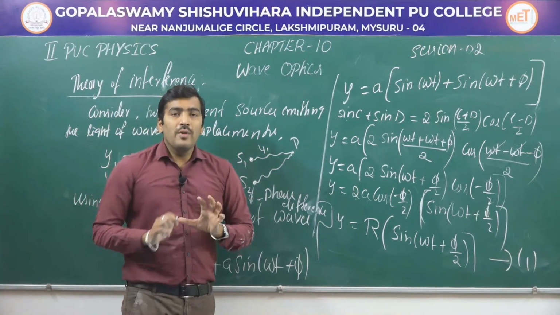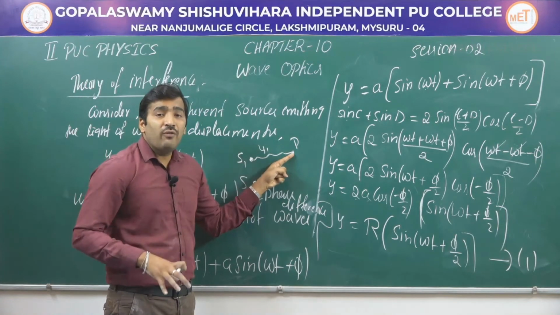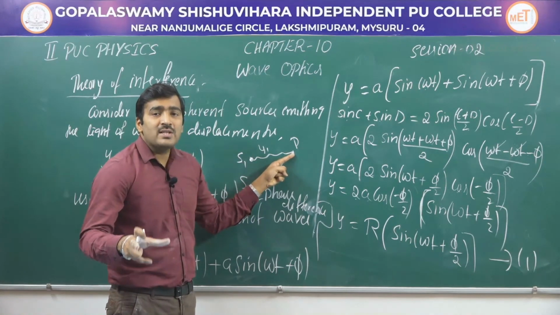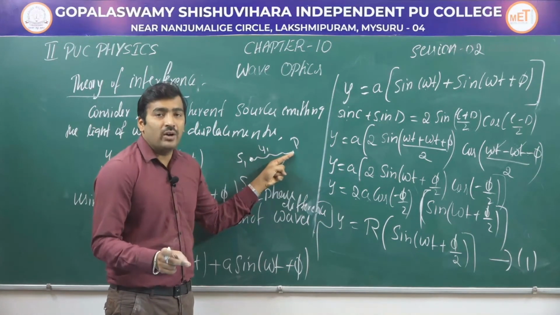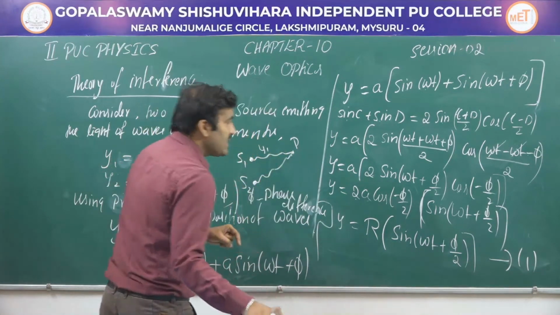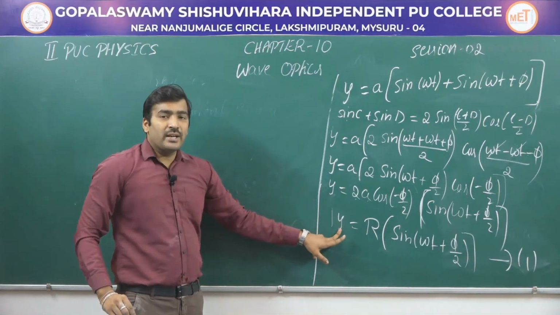Okay, now we need to understand what is the condition at this point P for obtaining constructive interference and what is the condition for obtaining destructive interference. That we need to understand now. Let's see this. Equation number 1 gives the displacement of the resultant wave.